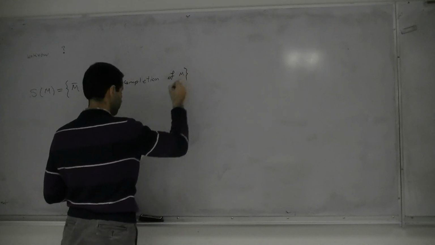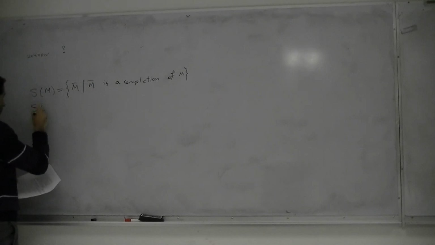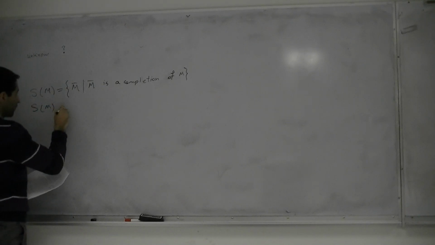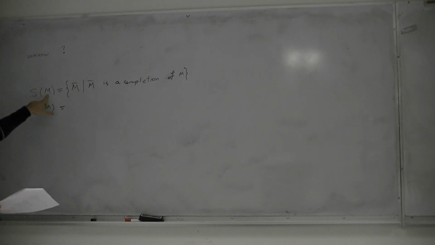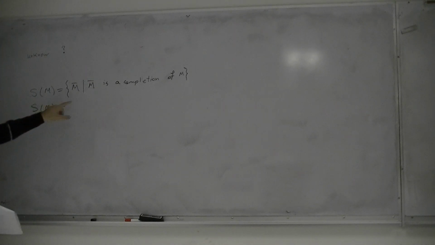Completion of M, and if M is already completed, the S of M. Is M bar the matrix? It's a different way of completion of matrix M. Is it a matrix or is it a set? It's a matrix. It's an element of the set.